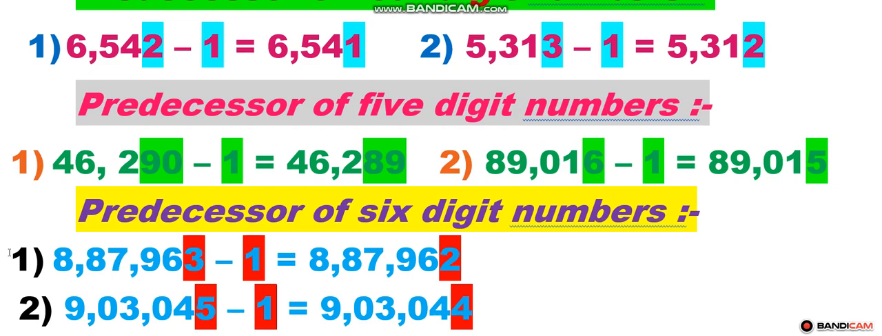See, predecessor of 6-digit numbers. See here. 8,87,963. Here units place digit is 3. 3 minus 1, 2. So predecessor of 8,87,963 is 8,87,963 minus 1, that equals 8,87,962. One more example. Predecessor of 9,03,045 is 9,03,045 minus 1. 5 minus 1, 4. That is 9,03,044.